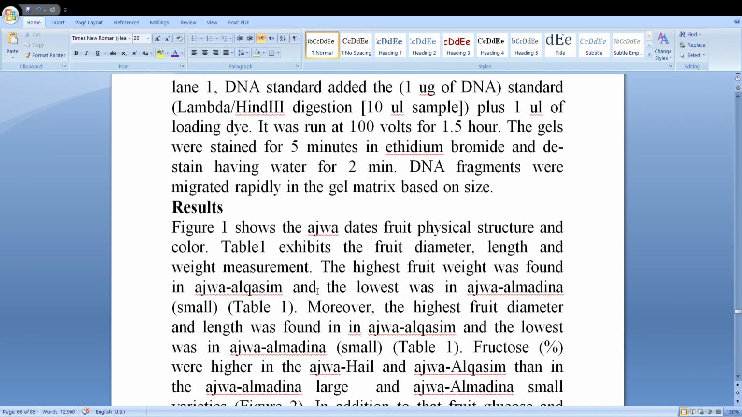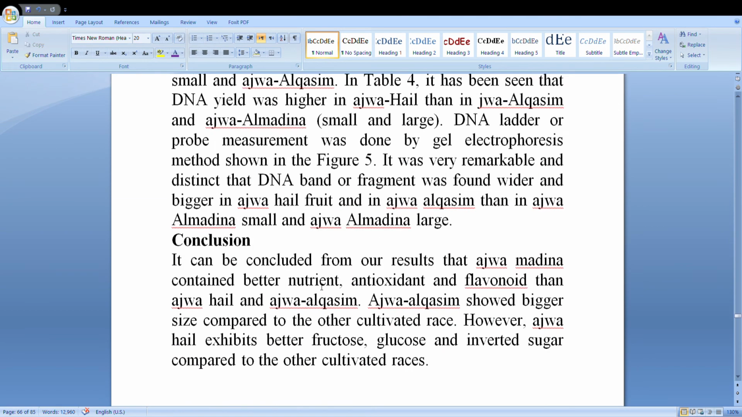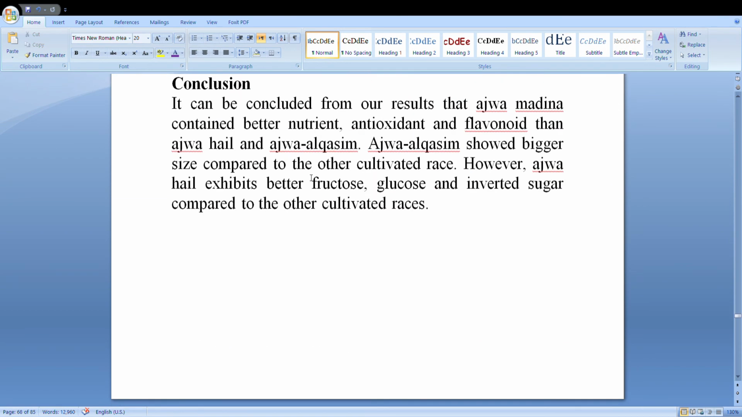So then the results, discussions and results. We found the conclusion. It can be concluded that our Ajwa Madina contains better nutrient, antioxidant and flavonoid content than Ajwa Hile and Ajwa Al Qasim. Ajwa Al Qasim, this is the region name, showed bigger size compared to the other cultivated trees. However, Ajwa Hile exhibits better fructose, glucose and inverted sugar compared to the other cultivated trees.